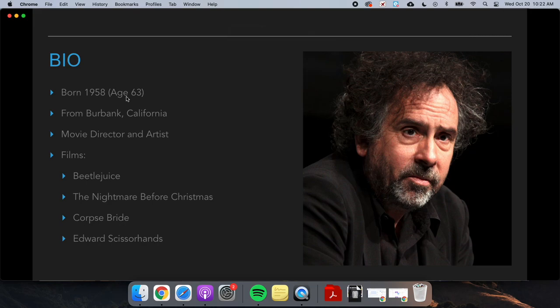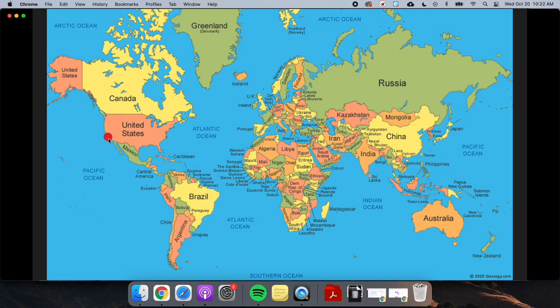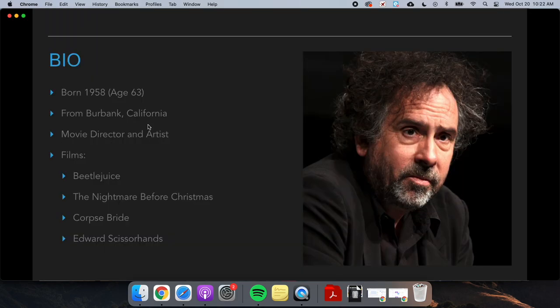Okay, so Tim Burton, he is 63 years old, and he is a living artist. So he's considered a contemporary artist, and he is from Burbank, California, which is right here on our map. Okay, there's California. We would be right about here. And not only is he an artist, but he's also a movie director, which I find really cool. So that means he helps create movies.